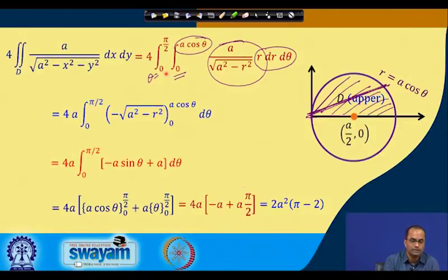In this case the sphere was cut by the cylinder. So, the projection on the xy plane is nothing but the circle, because it was a circular cylinder, and the projection is given here by this circle. And then once we have figured out this projection on the xy plane, we can easily put the limits of the integration.